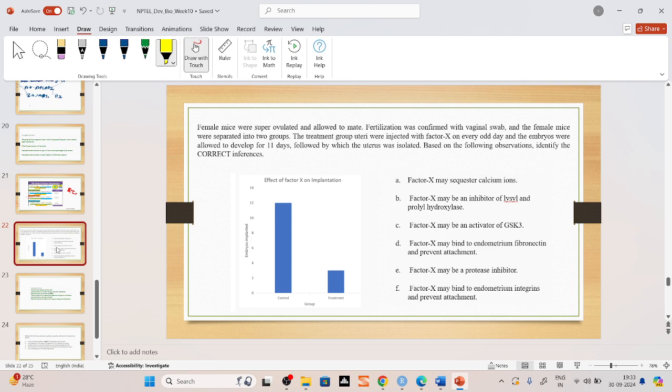So a female mice was superovulated and allowed to mate. Fertilization was confirmed with vaginal swab, and the mice were separated into two groups. The treatment group uteri were injected with factor X. So this is treatment, and this is the control group. The treatment group was injected with factor X on every odd day, and the embryos were allowed to develop for 11 days, followed by which the uteri were isolated. Based on the observations, identify the correct statements.